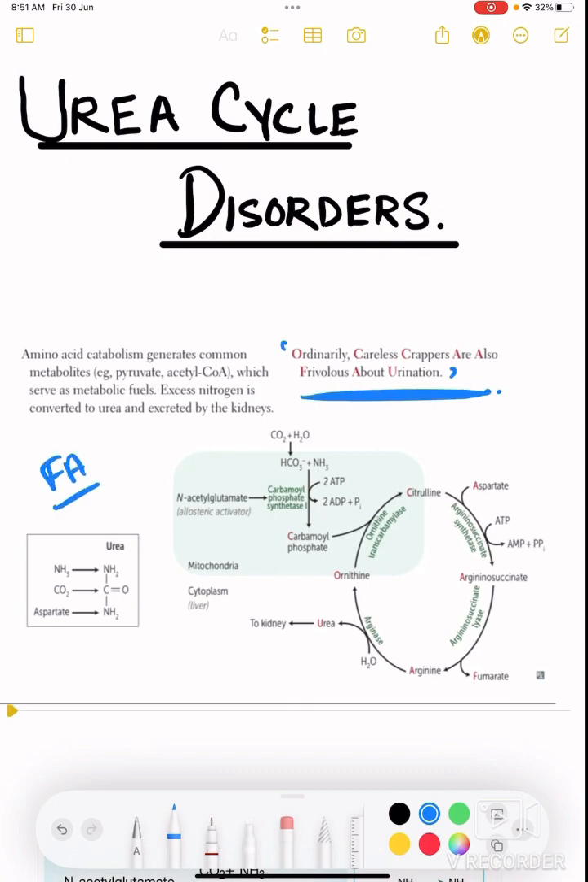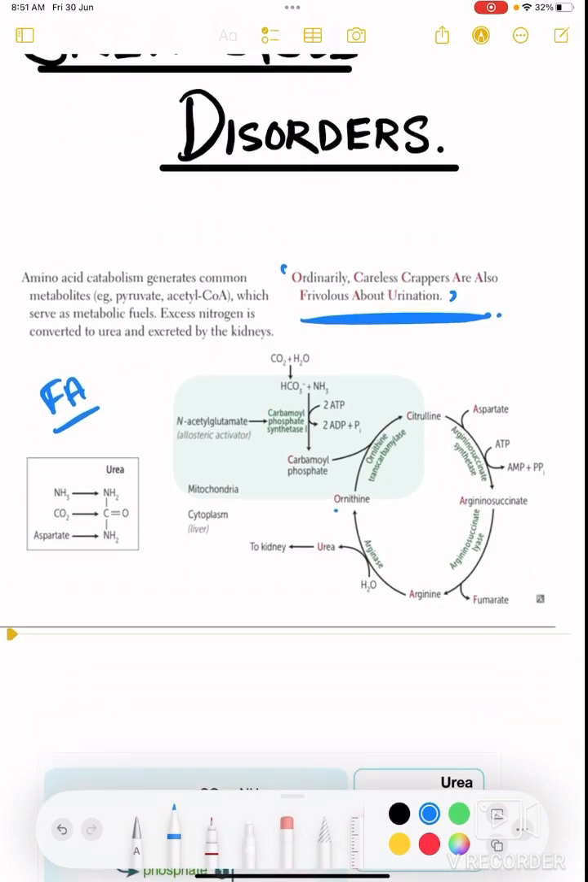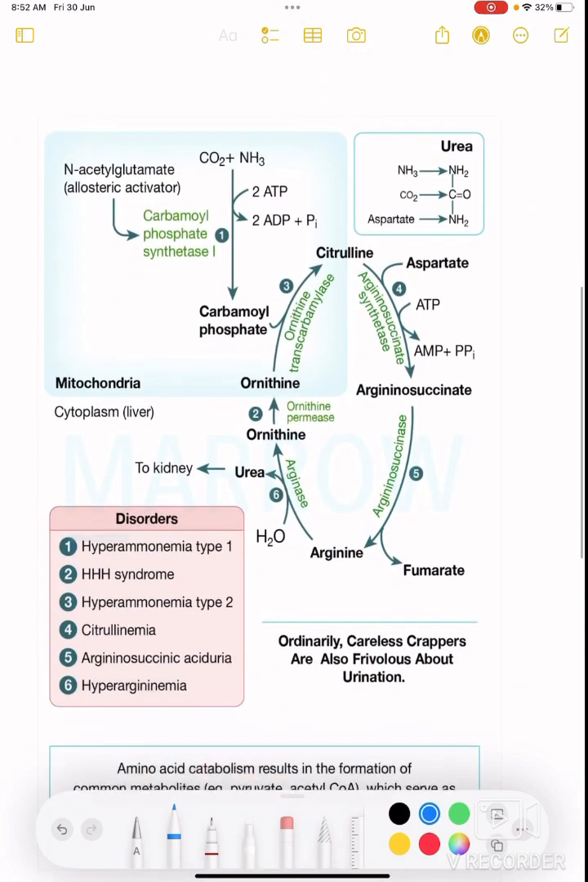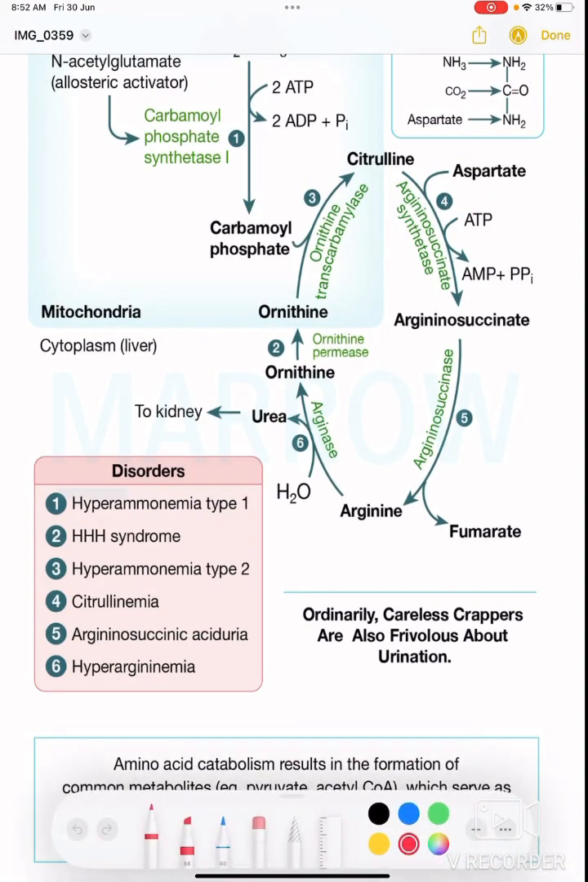Ordinarily careless scrappers are also frivolous about urination. It actually denotes this particular cycle, so this is a way you can remember this pathway. It is important, but I am marking out the most important parts of it. I have taken this image from Marrow, and you can also study from this. Here also the same mnemonic is given.